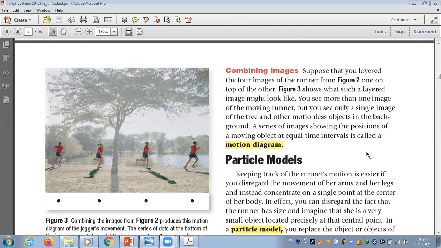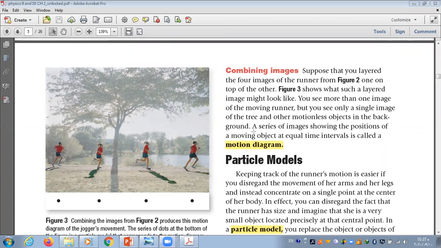Combining images. Suppose that you layered the 4 images of the runner from figure 2, one on top of the other. Figure 3 shows what such a layered image might look like. You see more than one image of the moving runner, but you see only a single image of the tree and other motionless objects in the background. A series of images showing the positions of a moving object at equal time intervals is called a motion diagram.